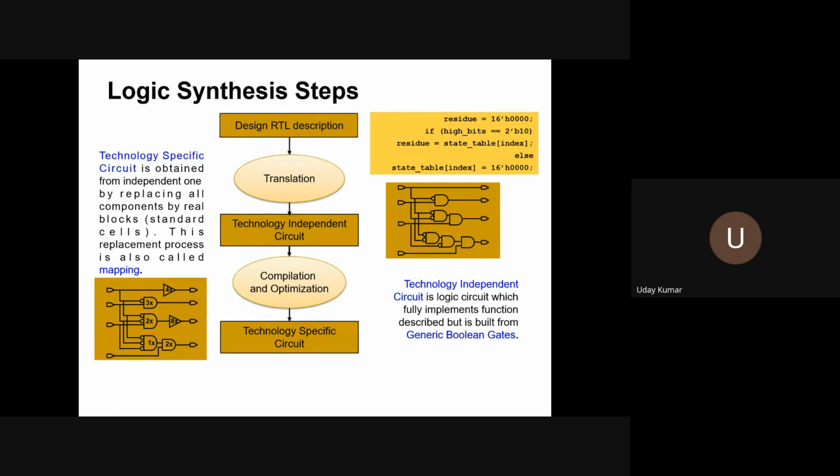So the synthesis is done in two different stages. One is generic synthesis, that means technology independent synthesis, and another is technology dependent synthesis. Once you get the technology dependent synthesis, you write out the netlist and take it as an input to the physical design. Any doubts yet? Can I proceed?